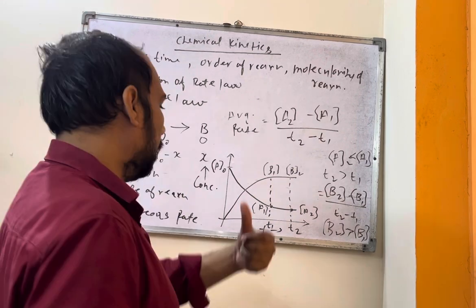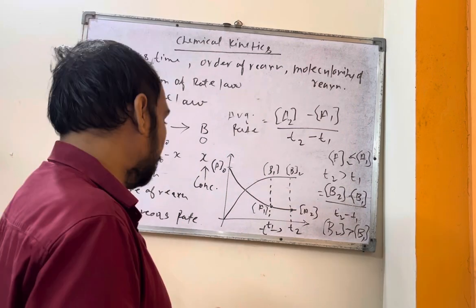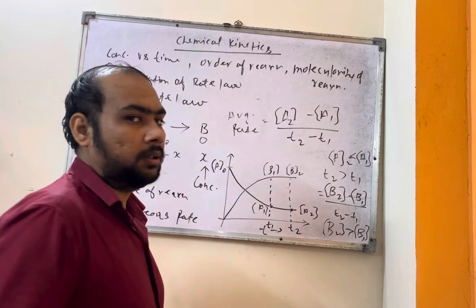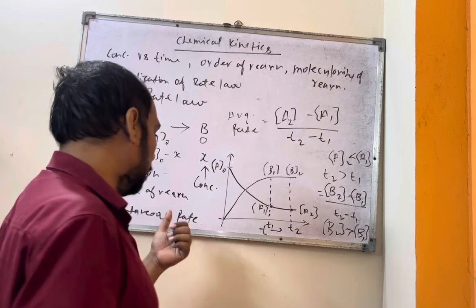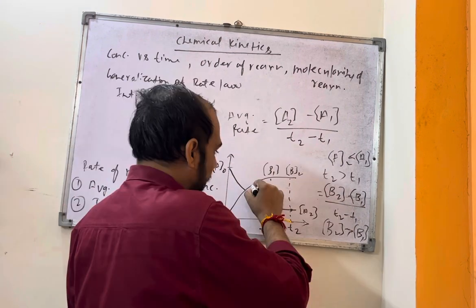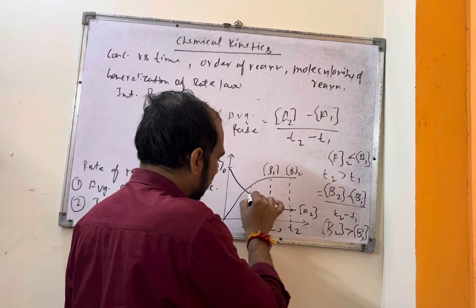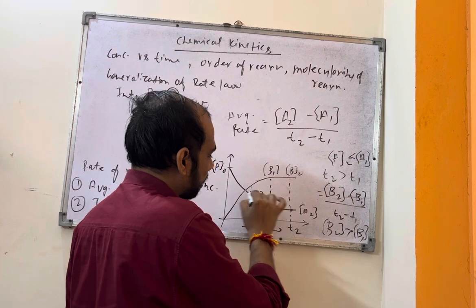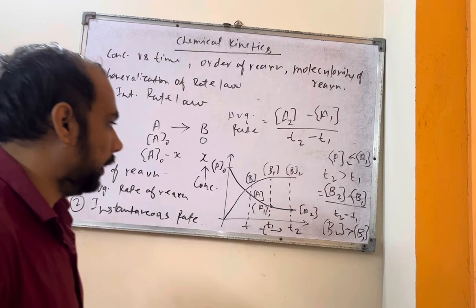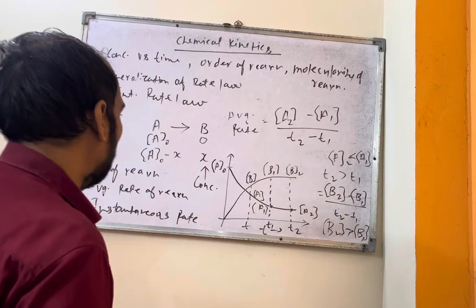Now come to instantaneous rate. So what do we mean by instantaneous rate? At any point of time, at any instant, the rate of the reaction will be called the instantaneous rate. For example, at time t we have concentration A and concentration B. In the reaction we have these concentrations of reactant and product.